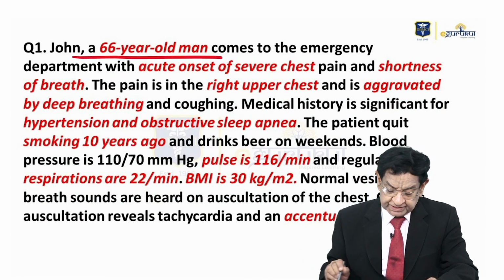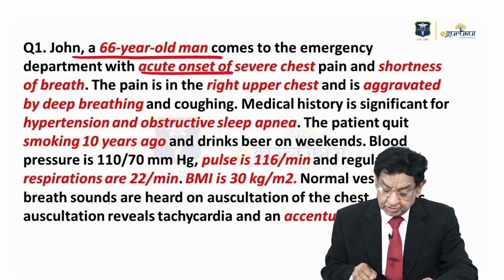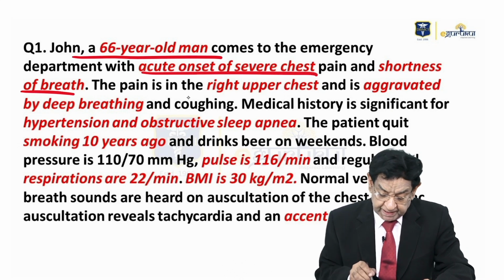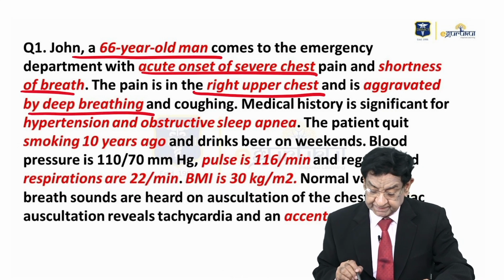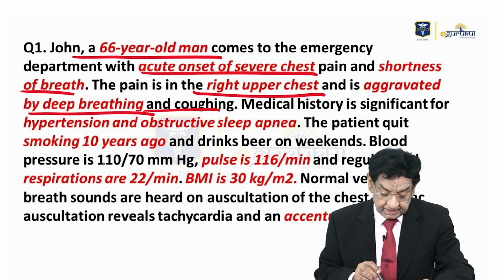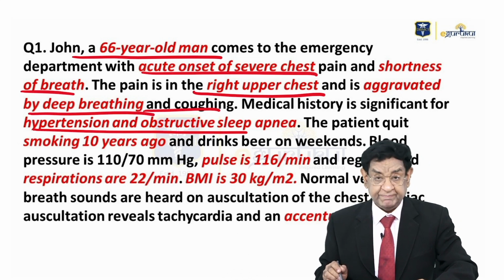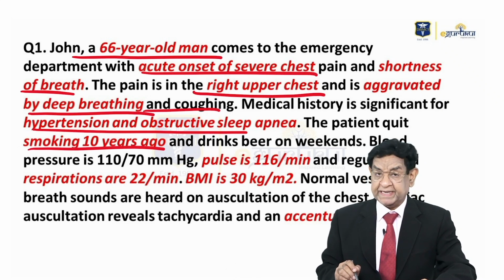We have Mr. John, a 66-year-old man. He comes to the emergency department with acute onset of severe chest pain and shortness of breath. The pain is in the right upper chest and is aggravated by deep breathing and coughing. He is a known case of hypertension and obstructive sleep apnea. He quit smoking 10 years back.